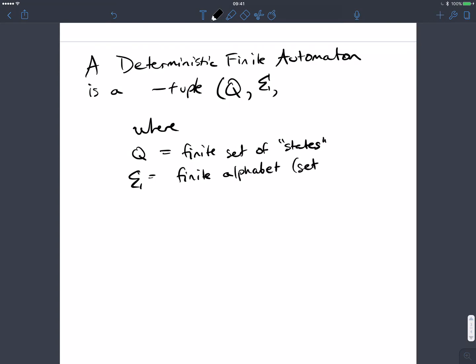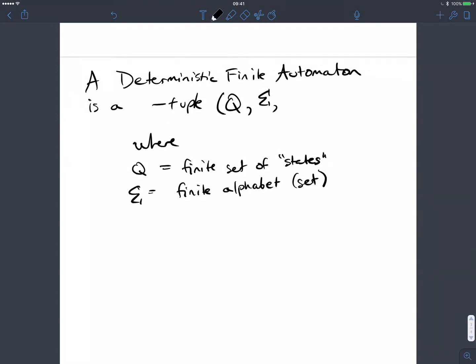So all it is is just a set. It's just a finite set. In the case of the previous examples, sigma in the first one was the set containing 0, and in the second one sigma was the set containing 0 and 1. Nothing fancy. But I'm allowing you any set, any finite set, as being the input alphabet.